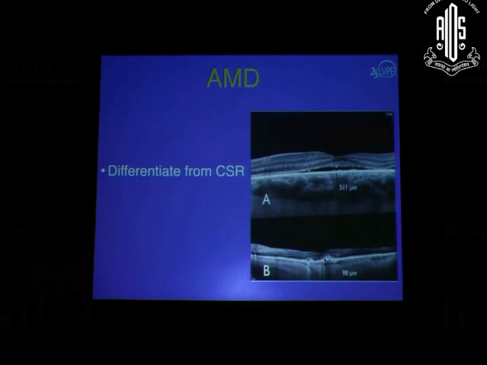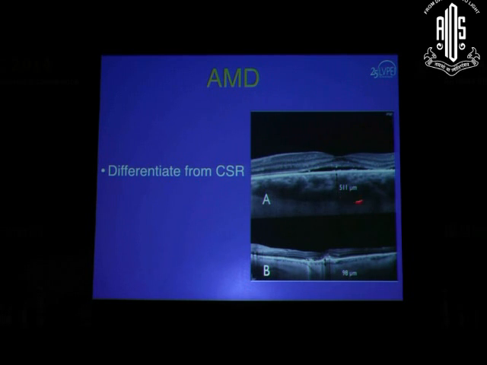Coming to AMD, does it make any sense to look at the choroid in AMD? Yes, there are some studies which tell you that maybe decreased choroidal perfusion is one thing which is causing AMD. But this is one definite case where it might help you to look at the choroidal thickness.